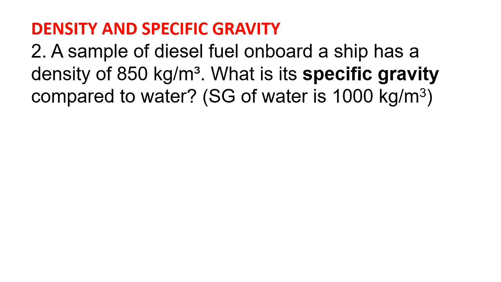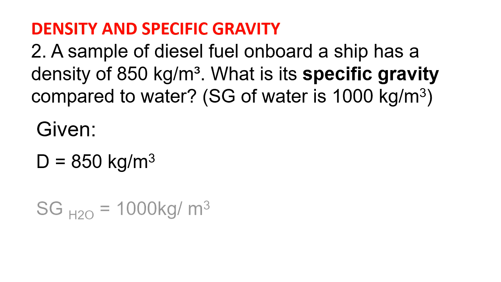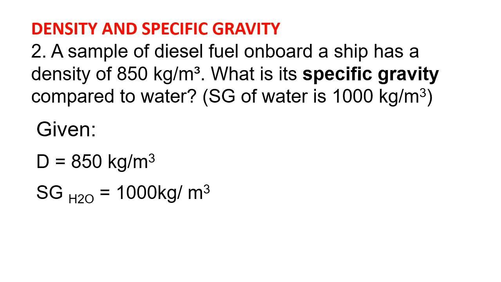Next, a sample of diesel fuel on board a ship has a density of 850 kilograms per cubic meter. What is its specific gravity compared to water? Now remember, the density of water is 1,000 kilograms per cubic meter. Again, we identify our given first. We have density is 850 kilograms per cubic meter and the density of water is 1,000 kilograms per cubic meter.